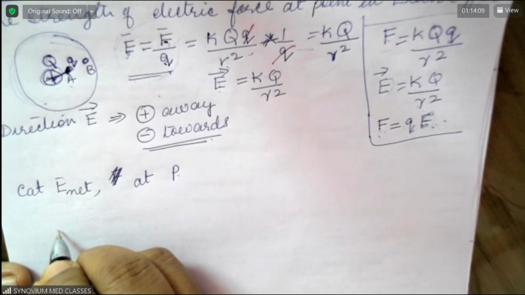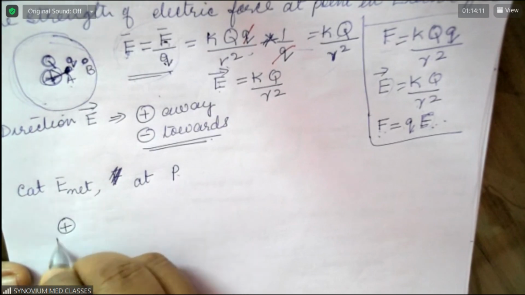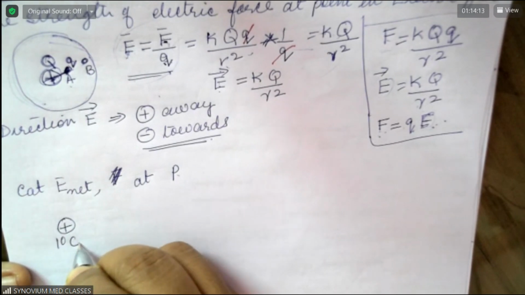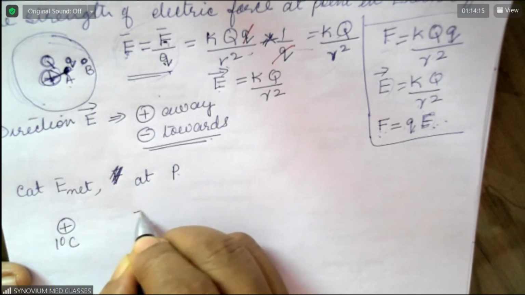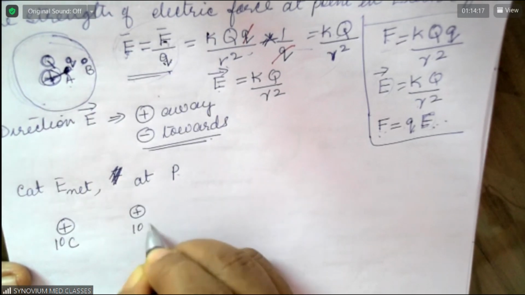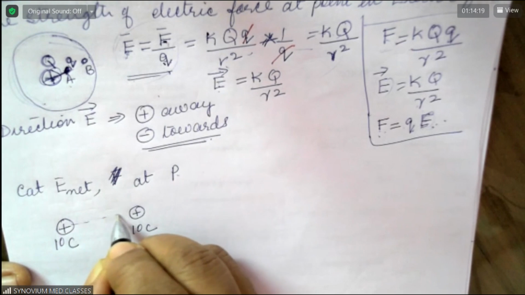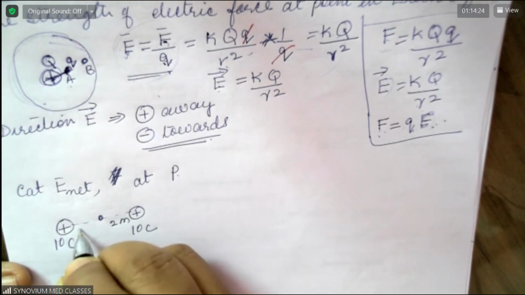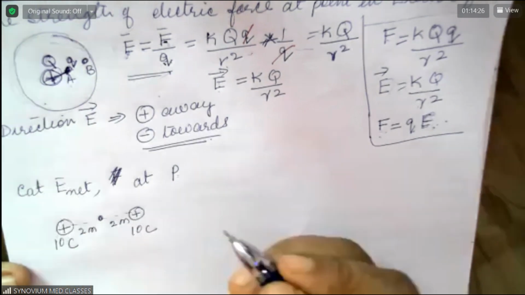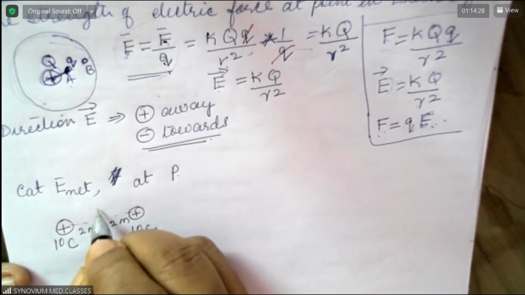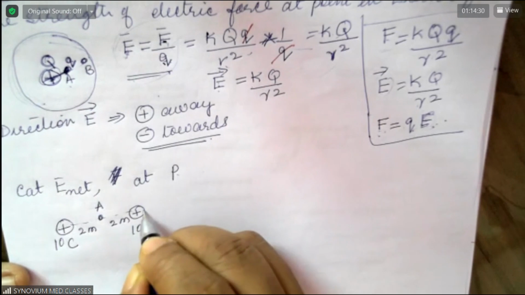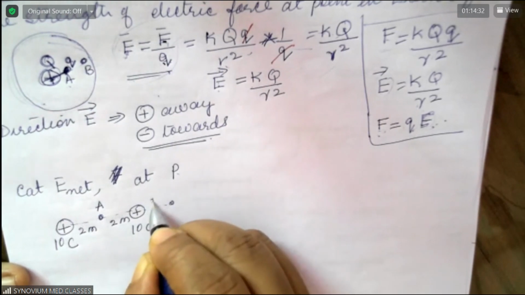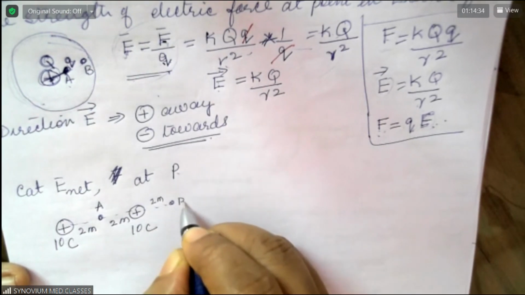This is the question. You have a 10 coulomb charge, and here you have another 10 coulomb charge, separated by a distance. This is 2 meters. This is 2 meters. This is a point A. And again, let's find another point, 2 meters from here, point B.